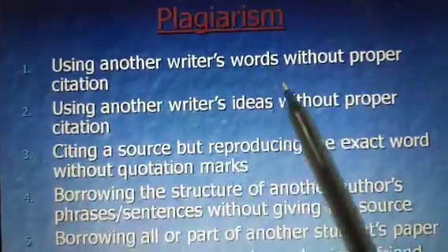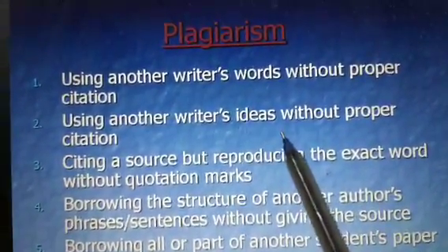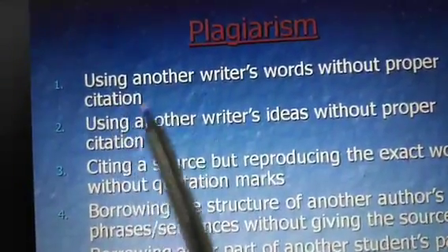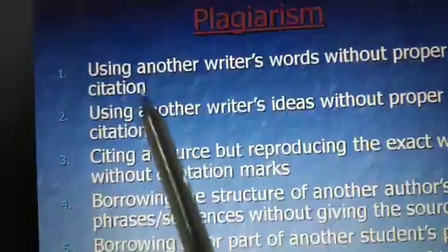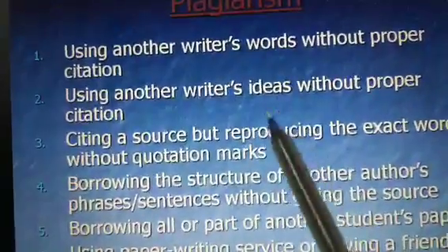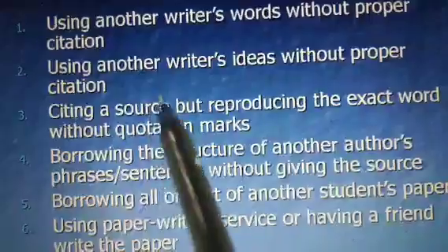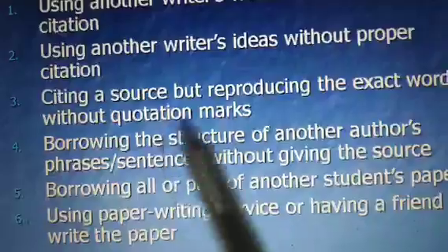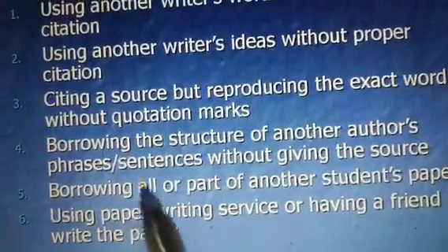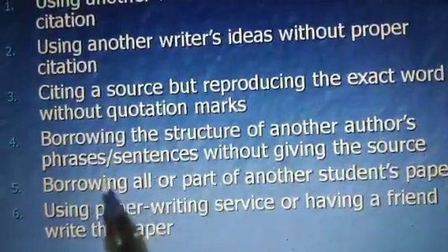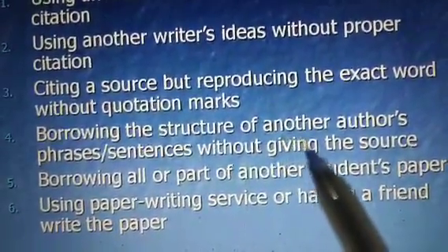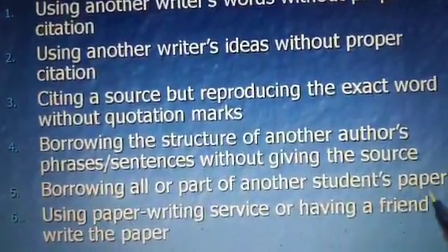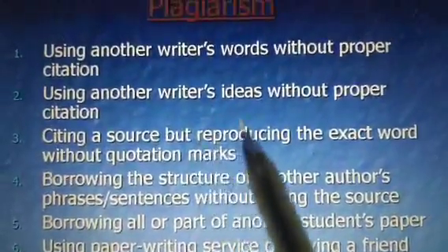And one more term you have to learn before doing the review of literature, that is plagiarism. The term plagiarism means using another writer's words without proper citation. Using another writer's ideas without proper citation. Citing a source but reproducing the exact words without quotation marks. Borrowing the structure of another author's phrases or sentences without giving the sources. Borrowing all or part of another student's paper. Using a paper writing service or having a friend write the paper. So this is called plagiarism.